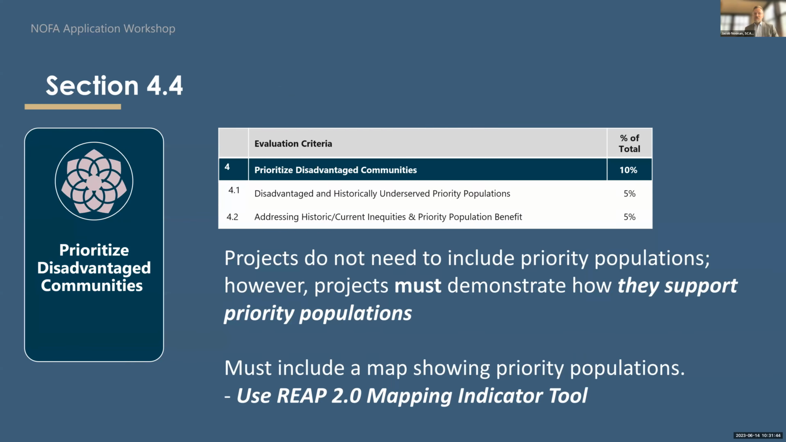So in section 4, we're asking you to discuss how your project will prioritize disadvantaged communities. We do require that you provide a map of disadvantaged communities, and Zach will provide some guidance on how to access that tool and to pull down that map a little later. You must, in the projects, demonstrate how you're supporting and meeting the needs of priority populations.